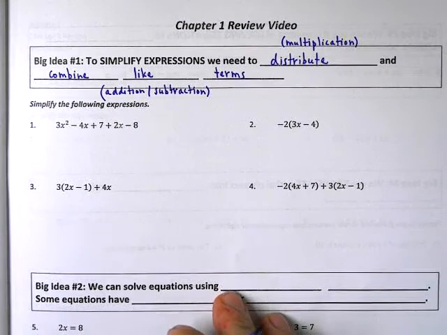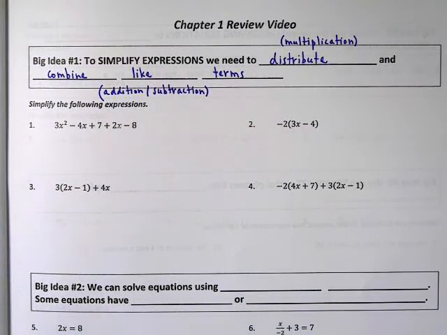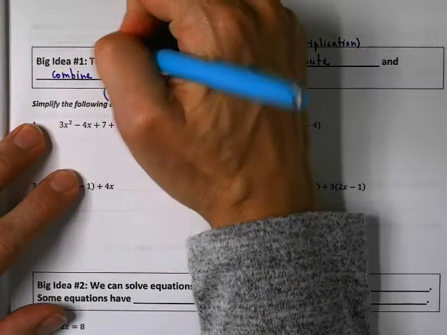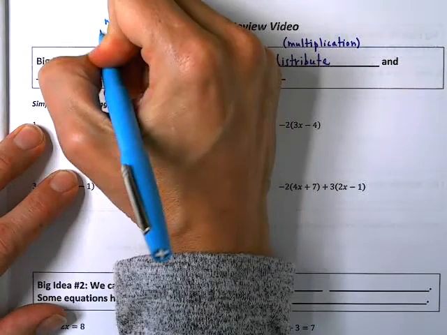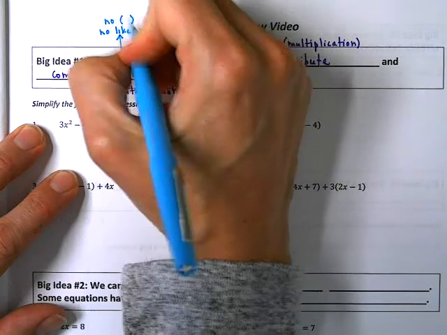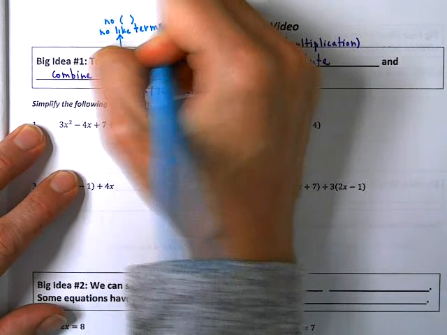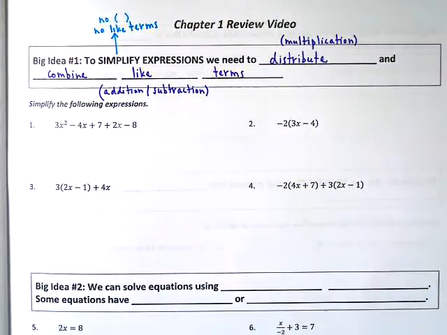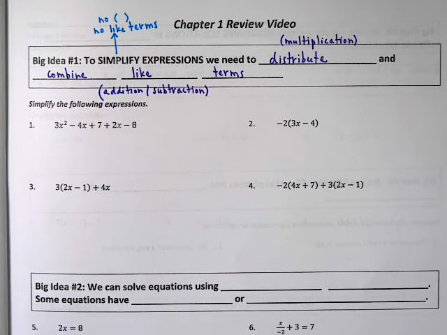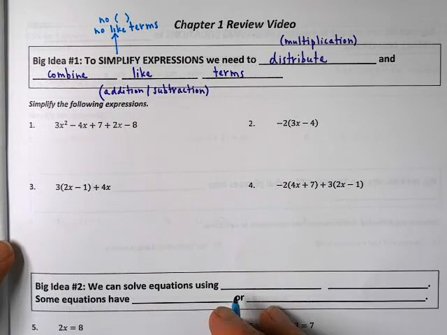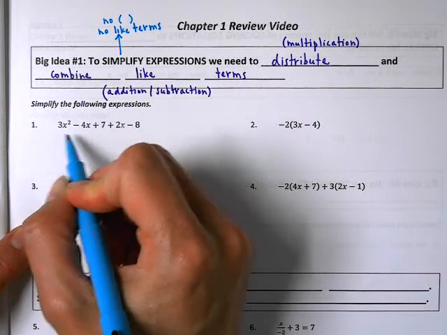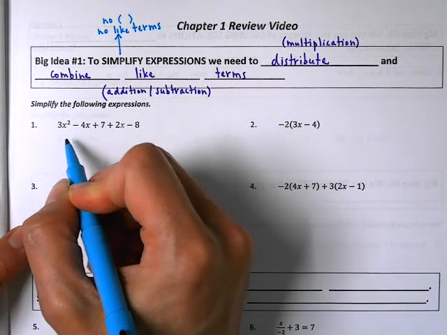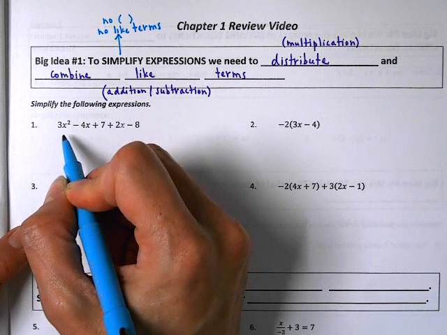Okay, so our directions say to simplify the following expressions. Now remember, if it's simplified, it means there are no parentheses and there are no like terms. If you have either of those two things in an expression, it hasn't been fully simplified. So let's go ahead and look. For number one, there's no parentheses to take care of, so I can jump right into combining my like terms. The first term I have here is 3x squared, but since no other term has an x squared in it, I know that's a loner, so I'm going to leave that aside for right now.